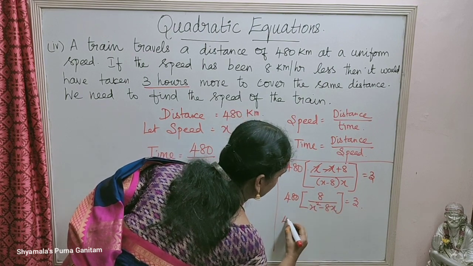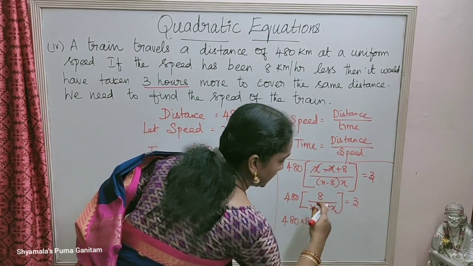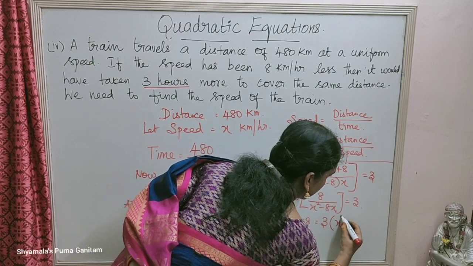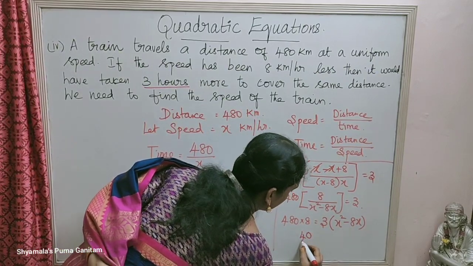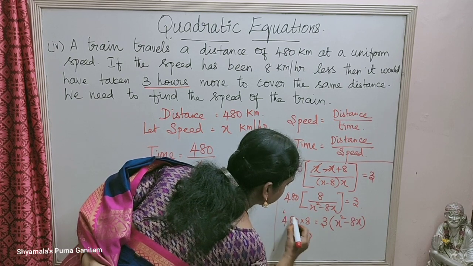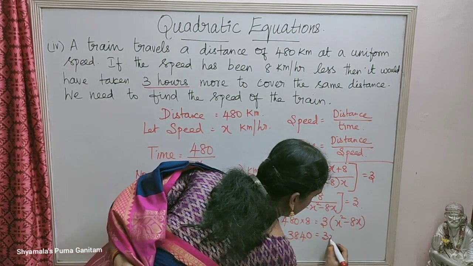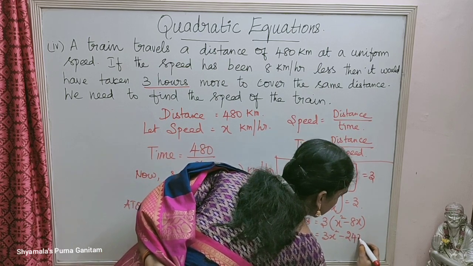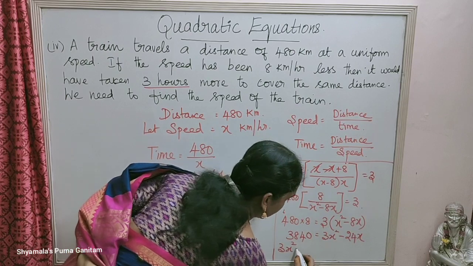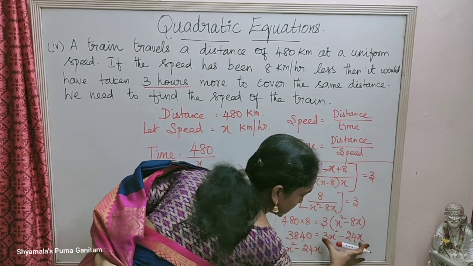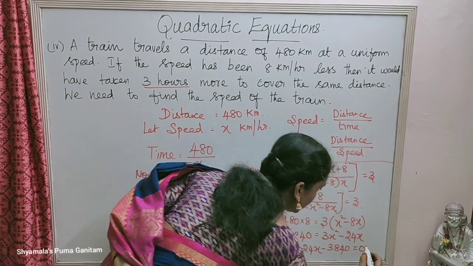So 480 into 8 is the numerator. The denominator I will take to the other side, so 3 into x squared minus 8x. This one will be 480 into 8: 8 zeros are 0, 8 8s are 64, 8 4s are 32, 32 plus 6, 38. So 3840 is equal to 3x squared minus 24x. When I bring everything to one side, I keep 3x squared minus 24x as it is, and bring the other to the other side, minus 3840 is equal to 0.